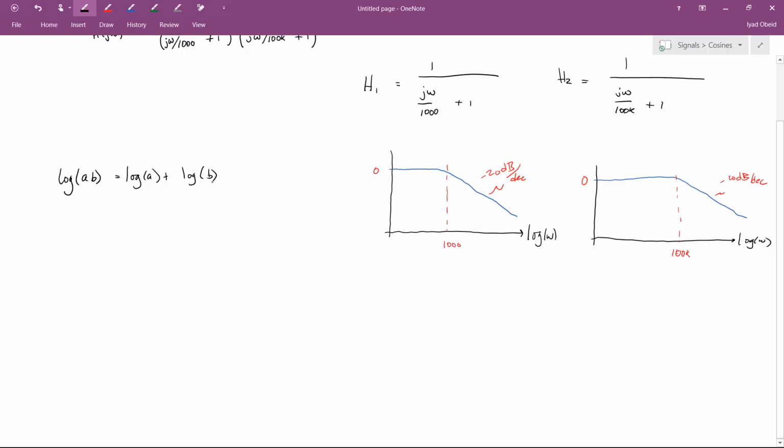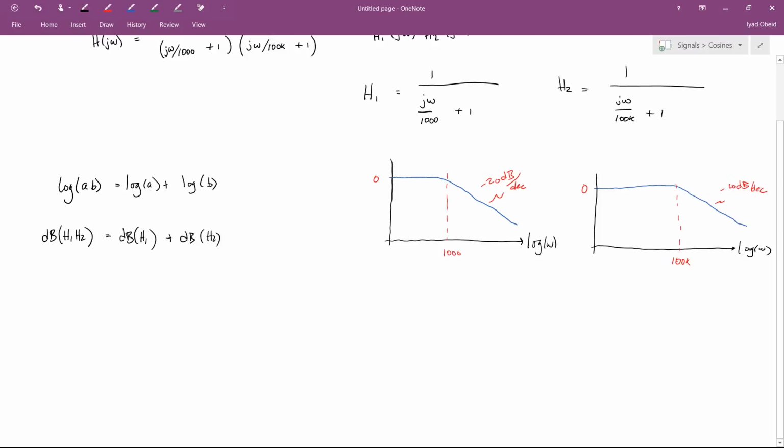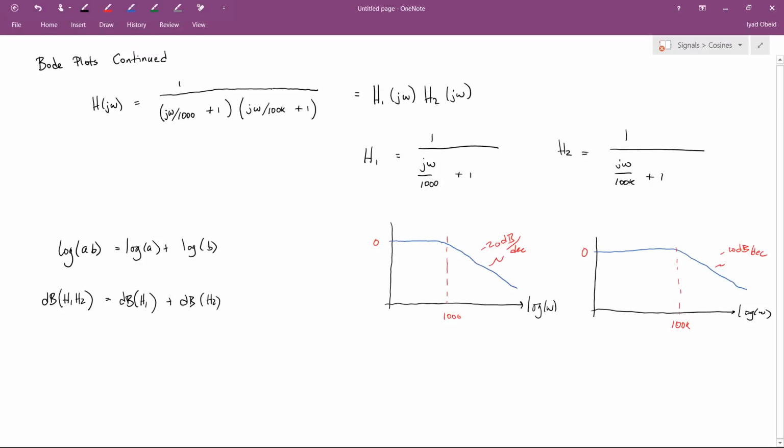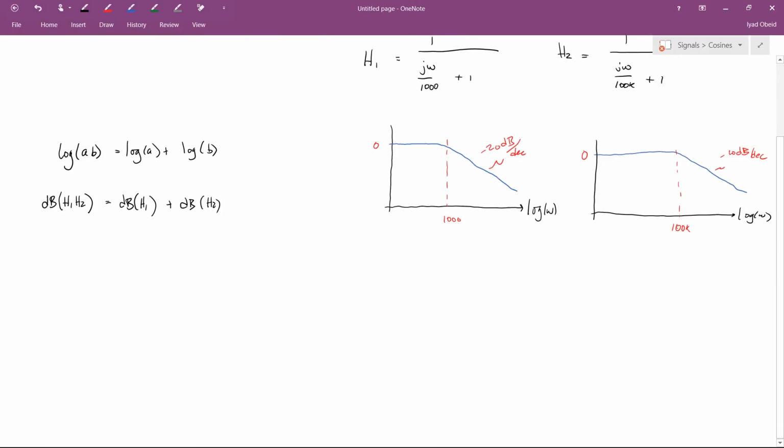We remember that decibels is a log plot. So in other words, if I take decibels of h1 and h2, because decibels is a log, then really what that tells me is I need to do decibels of h1 plus decibels of h2. So in other words, the Bode plot of this compound transfer function will really just be the sum of the two individual Bode plots. So let's go ahead and put that sum together. Doesn't get much easier than a sum.